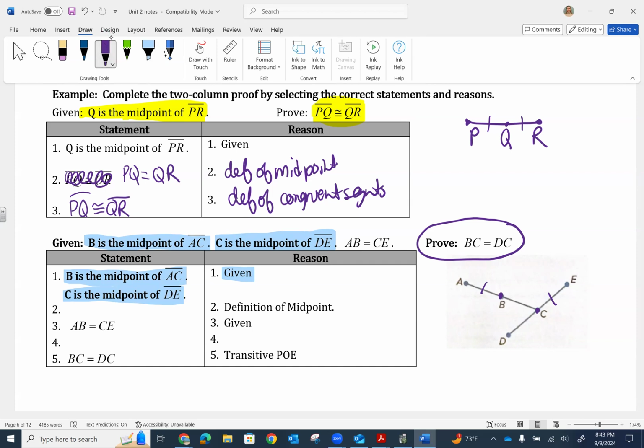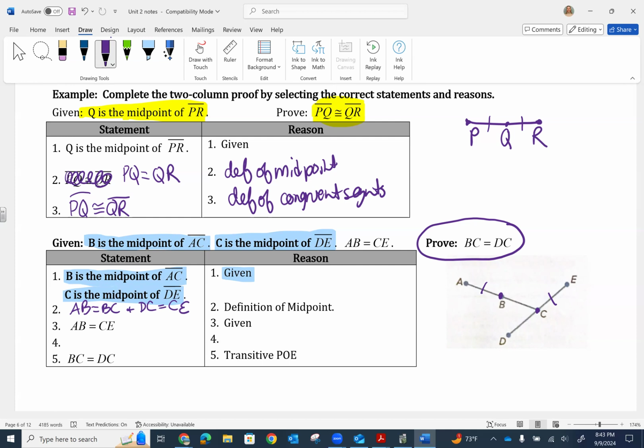And again, I'm kind of breaking my rule. Definition of midpoint. What does the definition of midpoint say? It says that if you have a midpoint, their parts are equal in length. So we can say that AB equals BC, and we can say that DC equals CE. So we're going to use the definition. We really won't use that so much in general, but we're going to use it today. And then therefore AB equals CE.